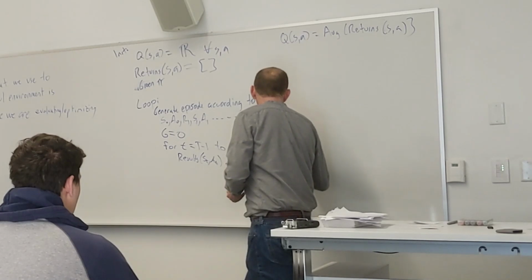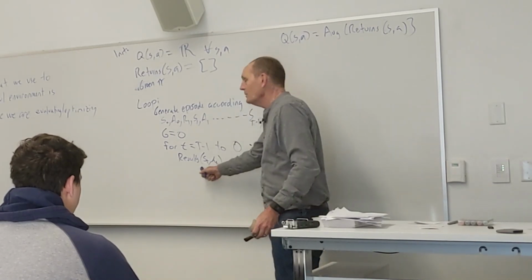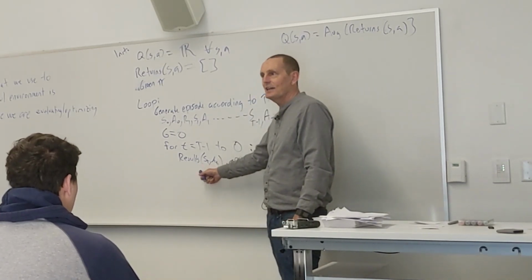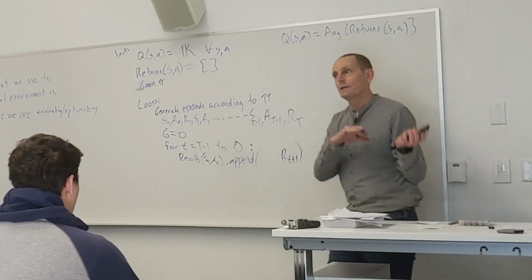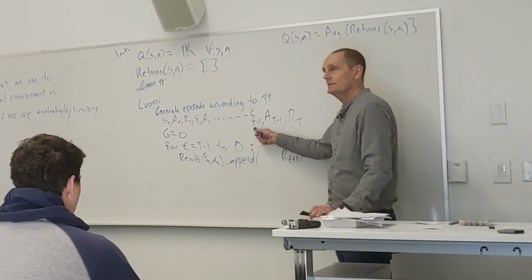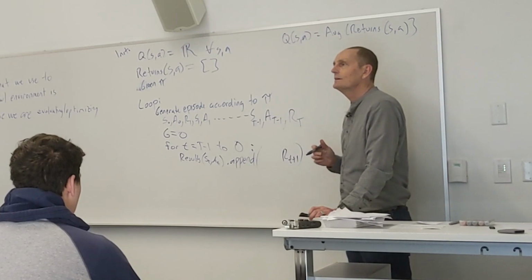So actually R_{t+1}, because we always have a state and an action at a time step when we get the reward on the next time step. And that fits with T minus 1, T minus 1, we get a T.